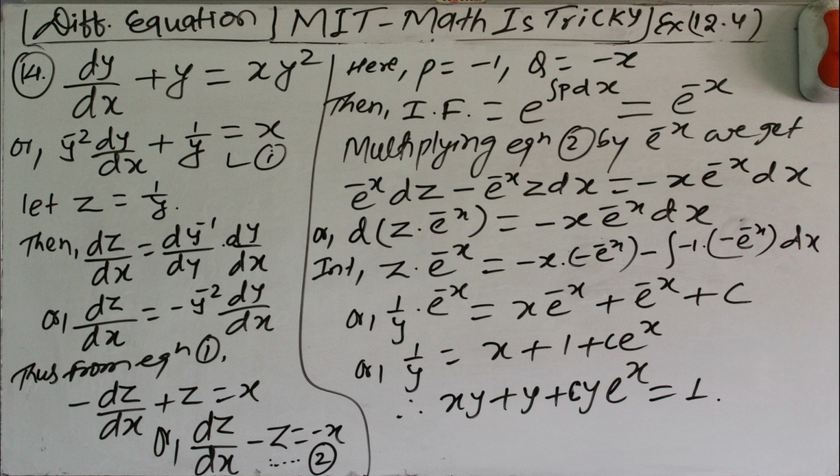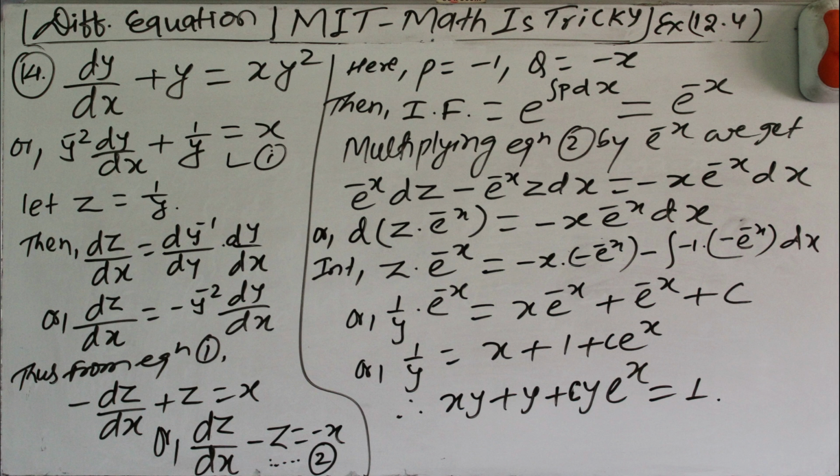Now if we take minus common, we'll get dz by dx minus z equals minus x, and this is in linear form. By comparing we'll get p equals minus 1 and q equals minus x. So the integrating factor will be e power integration p dx, which gives e power minus x, because integration of minus 1 is minus x. Multiplying both sides by e power minus x, we get e power minus x dz, and taking LCM also, e power minus x z dx equals minus x e power minus x dx.